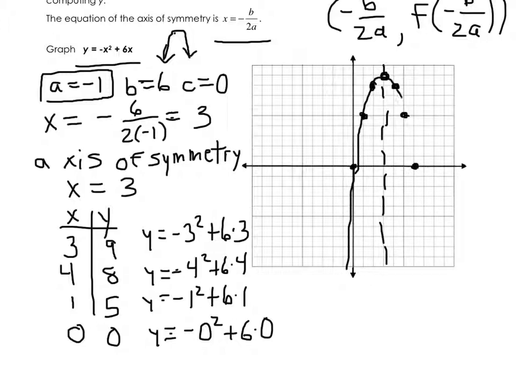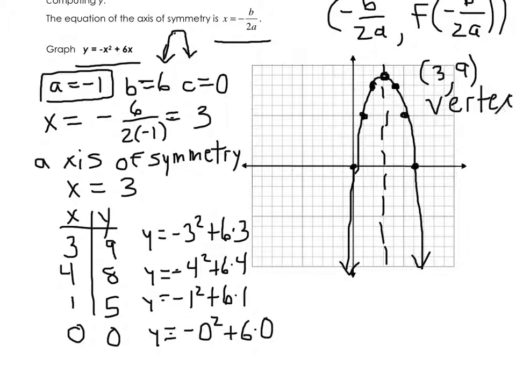So I think I feel comfortable now graphing my parabola. It opens downward. Its vertex is the point 3, 9. That is the vertex. Let's clearly label that on our graph. Our axis of symmetry is x equals 3. And that's it. That's our parabola.